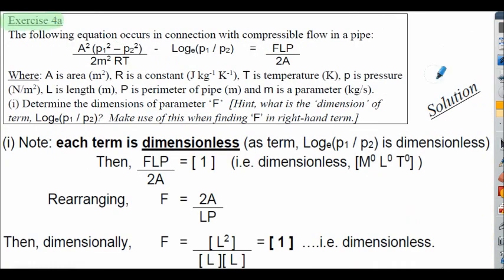Here's exercise 4a, beginning of the solution. This is part 1 shown here. As I said previously, considering this term here has to be dimensionless, so for dimensional homogeneity, then all the terms are dimensionless. We need to go through the process and prove that f is dimensionless. So here's the approach used to show that f is indeed dimensionless, a value of 1 for its dimensions.